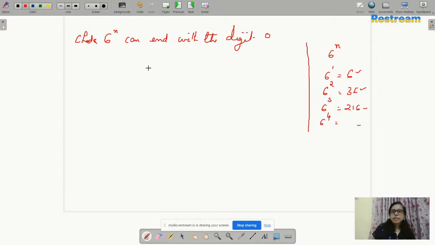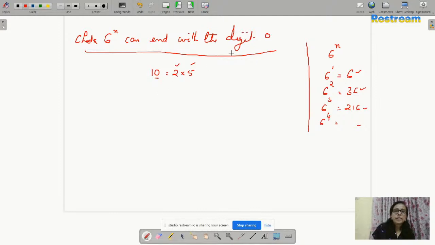Suppose I am not writing the answer, I am explaining the question. Take 10. What are the factors of 10? 2 into 5, right? 2 and 5 are the factors of a number ending with a 0. Am I right?